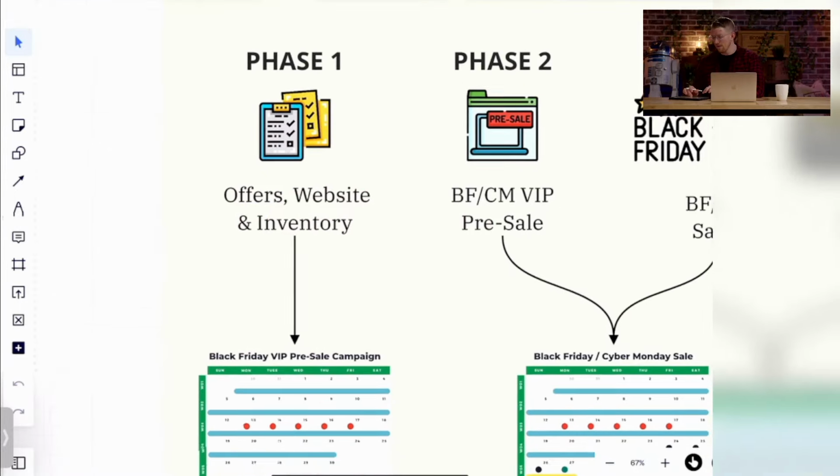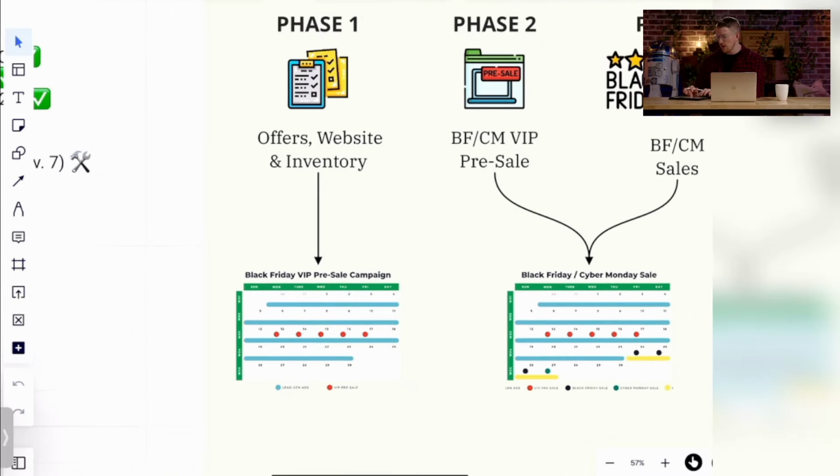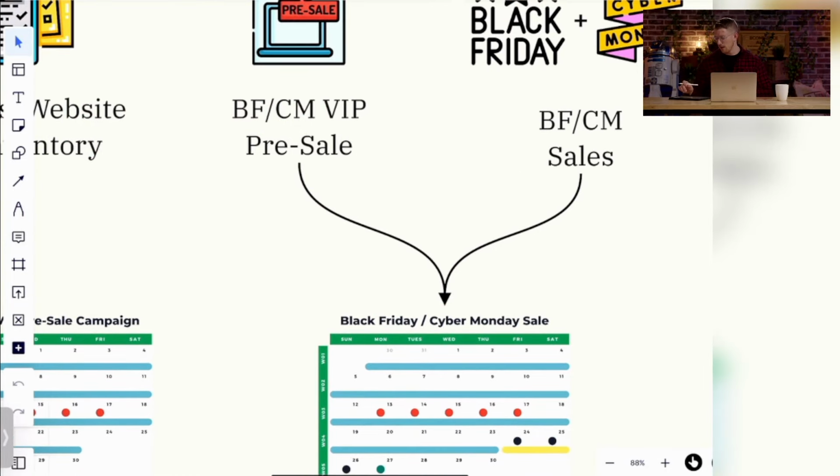Okay, so just to recap a couple things. Phase 1 was the offers, website, and inventory planning phase. This is where we are preparing our website throughout October so that by the time we get to November, we're not preparing a week before Black Friday, Cyber Monday, but rather we have our inventory already in there or on the way. We have our website prepared, all the assets that we need, and the offers planned, which moves us to our unique Phase 2, the Black Friday, Cyber Monday VIP pre-sale.